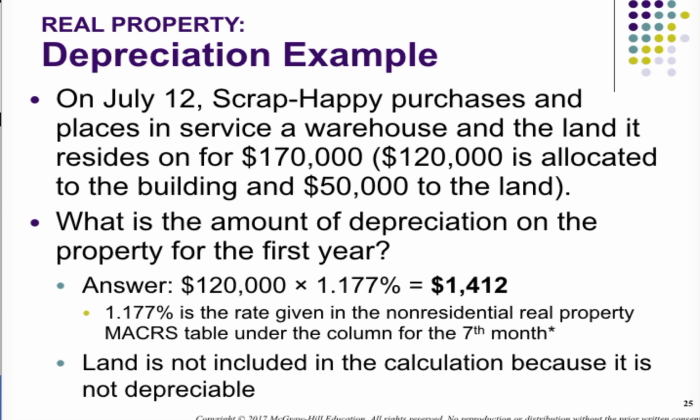Answer, 120,000 times 1.177%, or $1,412. Again, to find that percentage rate, all we have to do is look at the MACRS table under the column for the 7th month, and we would get that rate.